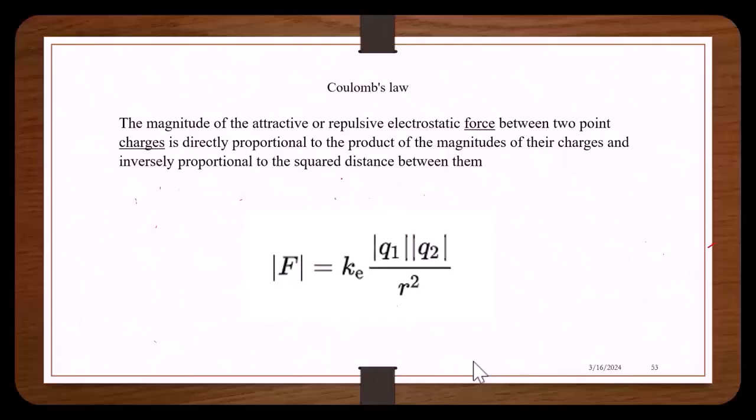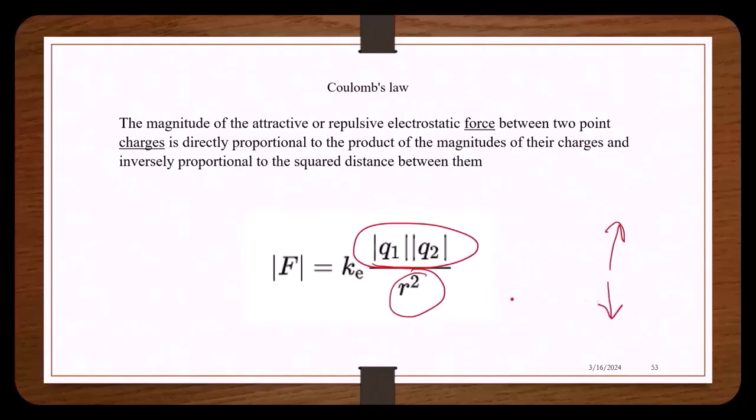Coulomb's law says the magnitude of the attractive or repulsive electrostatic force between 2 point charges is directly proportional to the product of the magnitude of the charges, which would be this portion of the equation, and inversely proportional to the square of the distance between them, which would be this portion of the equation. This is a very fancy way to say that when the 2 point charges increase, the electrostatic force will increase, and when the distance between the 2 charges increases, the electrostatic force will decrease.